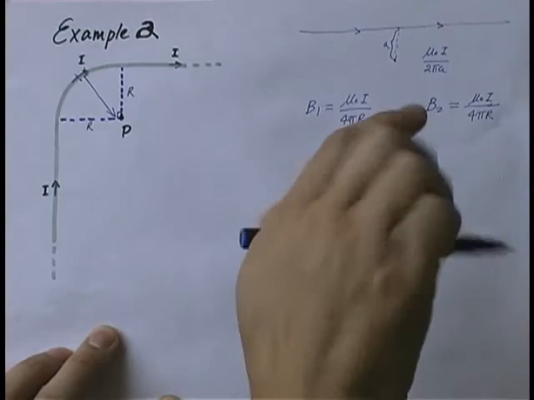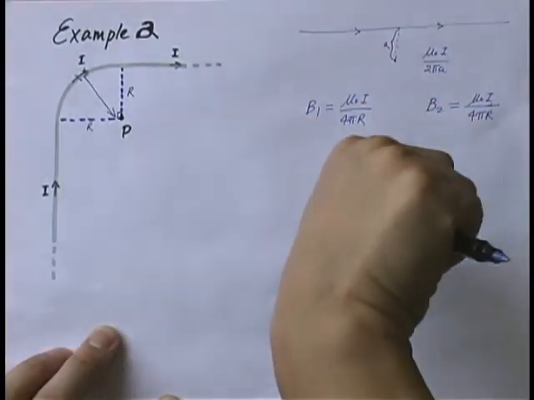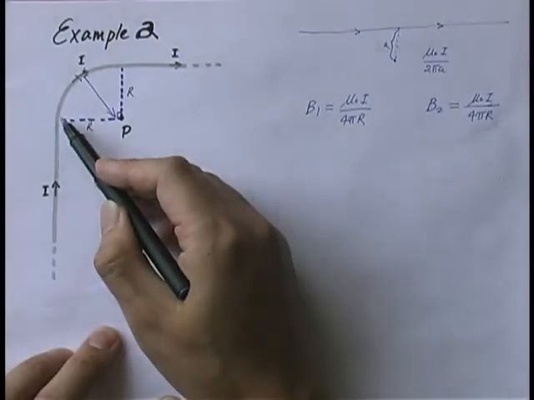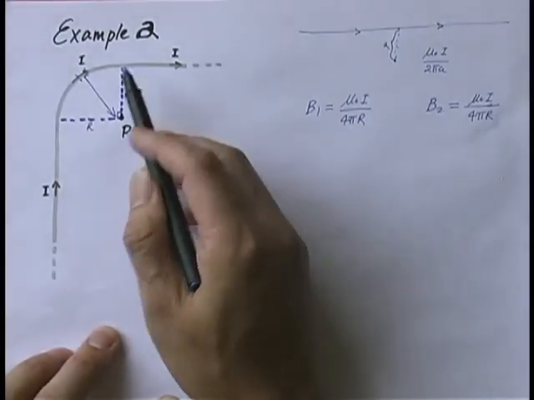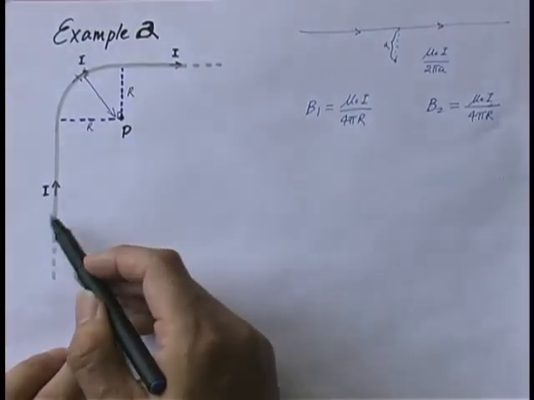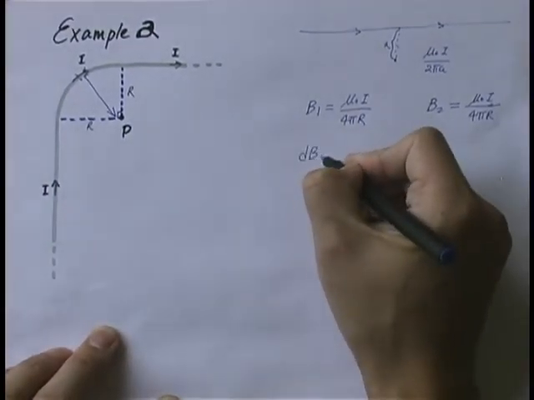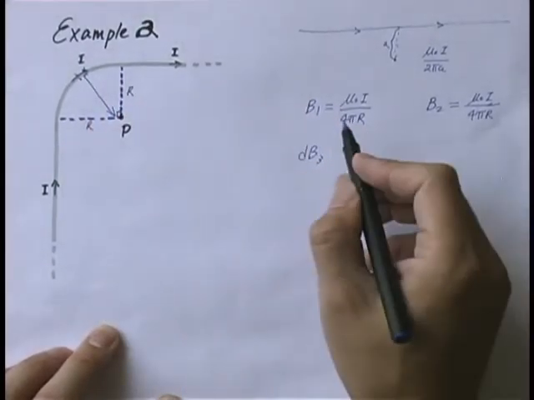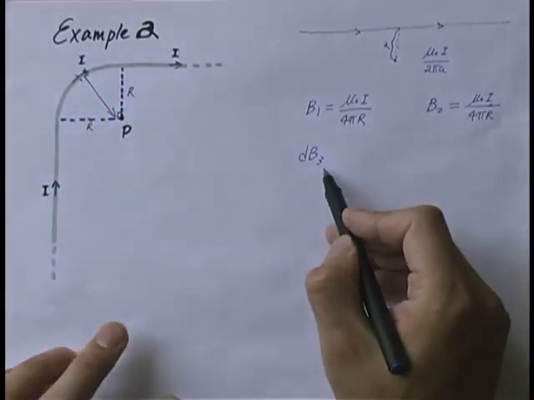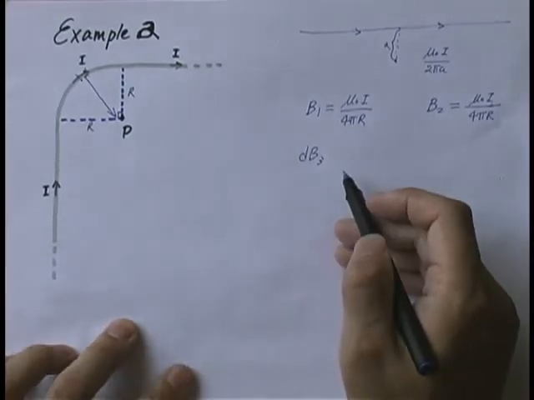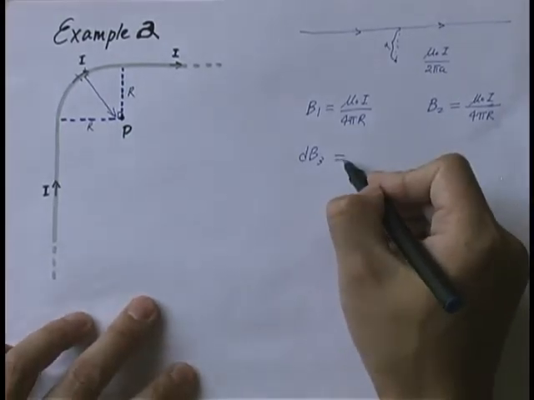What is ds cross r? You see, it's also inward. Okay, so even the quarter circle loop produces the B field in exactly the same direction as B1 and B2. So that is good news. We call this dB3. You only have to worry about the magnitude, because all these magnitudes can be summed together since all the vectors point in the same direction. What is that equal to?